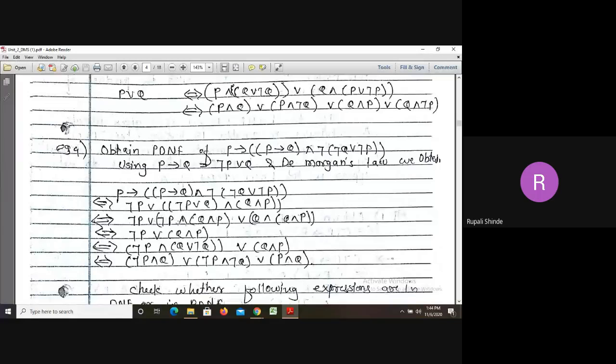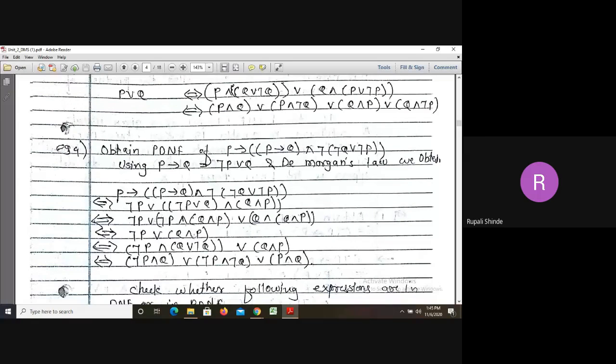What is the value for P and negation P? True or false? False. Okay. So we are not going to consider this term, or Q and P. Its simplified form is Q and P only. So here we got negation P or P and Q.